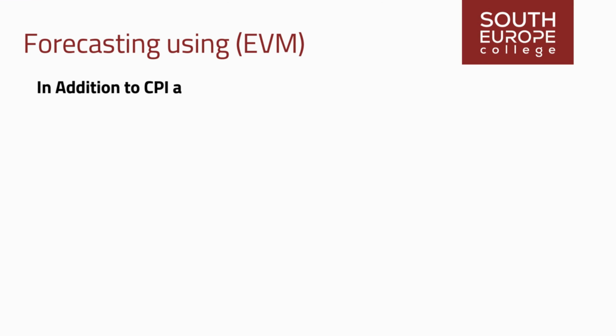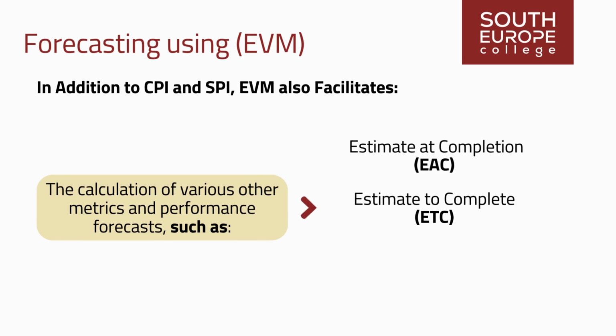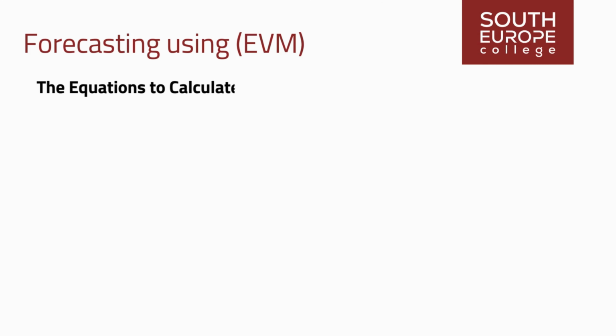In addition to CPI and SPI, EVM also facilitates the calculation of various other metrics and performance forecasts, such as estimate at completion, EAC, estimate to complete, ETC, and variance at completion, VAC. These metrics provide valuable insights into the project's health, forecast future performance, and enable proactive management of risks and opportunities. The equations to calculate these metrics are: 1.